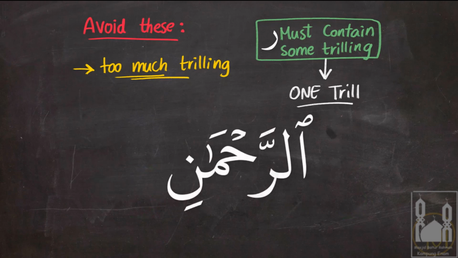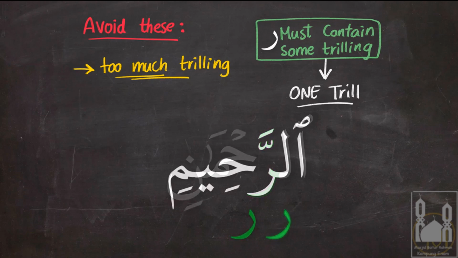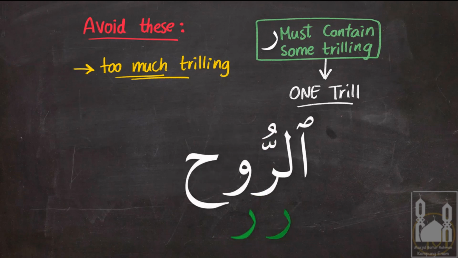Similarly, when ra has shadda, one ra ends with the trill that the other starts with. Ar-ra, ar-ra, ar-Rahman, ar-ra, ar-Rahim, ar-ru, ar-ruh.